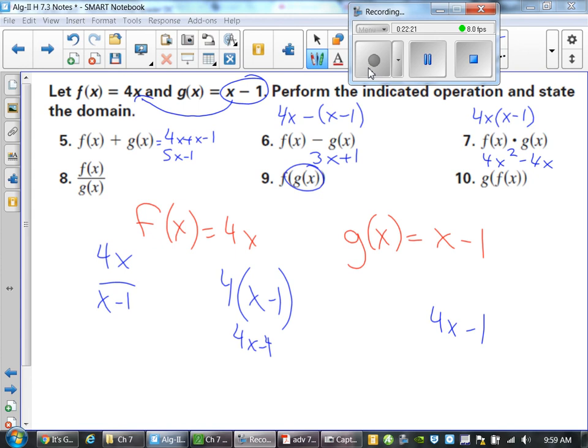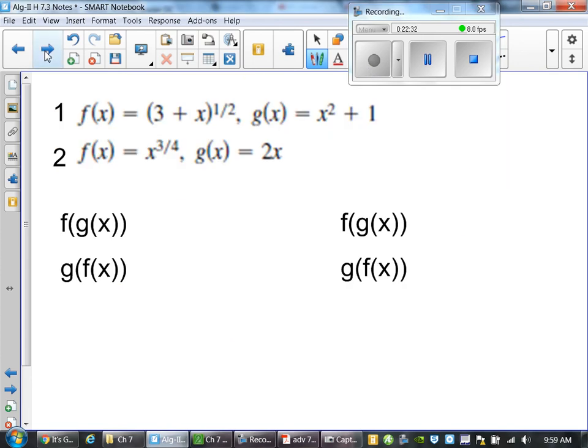The weirdness really does lie within when you have the fractional exponents with composites, when you're putting in one for another. So let's try these two. What I have here are 2 different problems. F of x is 3 plus x all to the 1/2. G of x is x squared plus 1. I'm going to do the composites, f of g of x, and then we'll do the g of f of x. Okay?